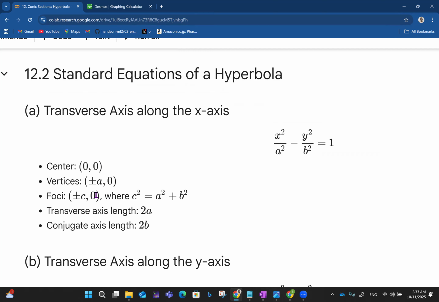Then the vertices are plus or minus a comma 0, and the foci are plus or minus c comma 0, just like the ellipse, where c squared is a squared plus b squared. For the ellipse, c squared was a squared minus b squared, but here it is c squared equals a squared plus b squared. Then you have the transverse axis length 2a and the conjugate axis length 2b.